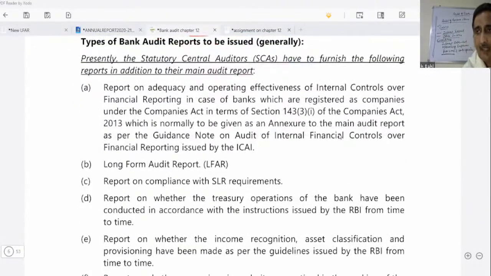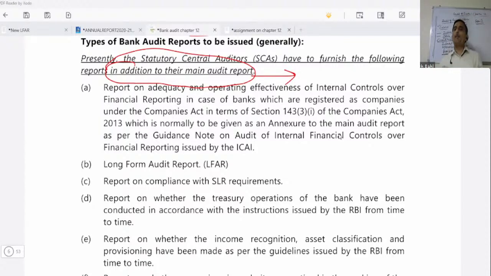Now bank audit, report on adequacy. In addition to the main report, this we have done today. One is the main audit report, that is the independent auditor's report. He has to give the independent auditor's report. Besides this, he has to give these reports. Report on operating effectiveness of internal controls over financial reporting. Okay.